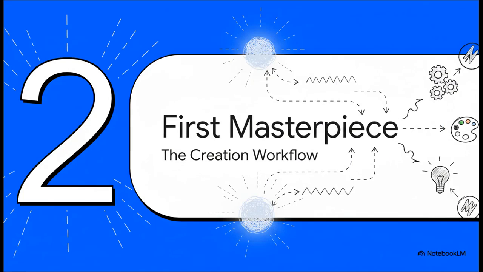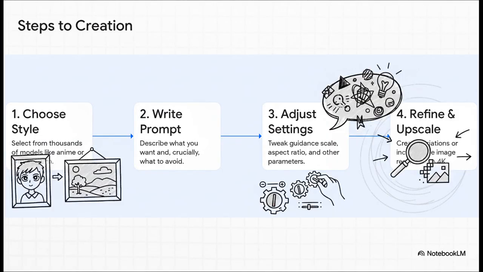Now, I know what you might be thinking. All that power, all those settings. It sounds kind of intimidating, right? Well, the actual process of making something is way more straightforward than you'd think. It really just comes down to 4 simple steps. First, you pick a style, a model. There are literally thousands, from photorealistic to anime to anything in between. Second, you just write down what you want to see. That's your prompt. Third, you can tweak a few settings if you want. And fourth, you pick your favorite result and start refining it, maybe making some variations or bumping up the resolution.